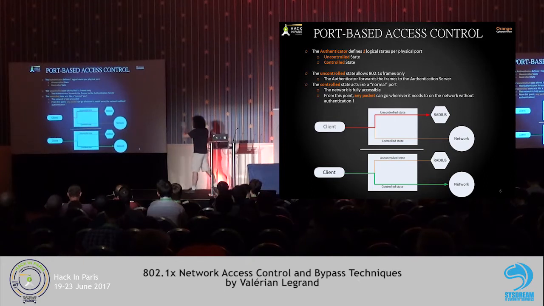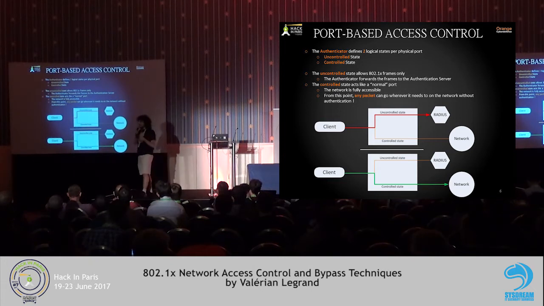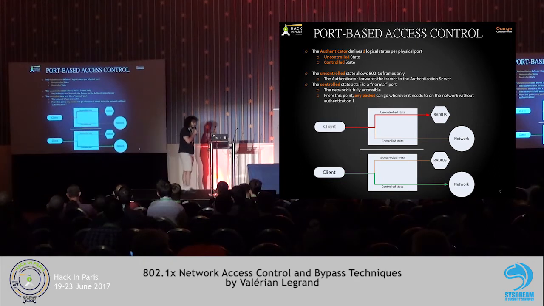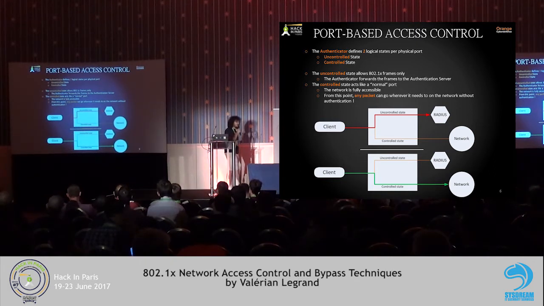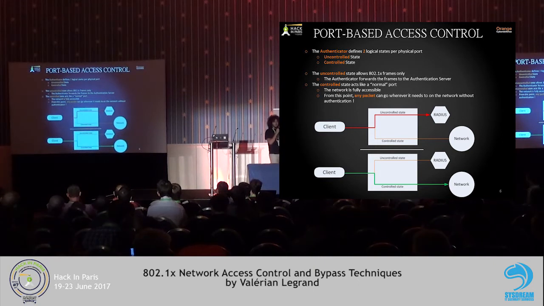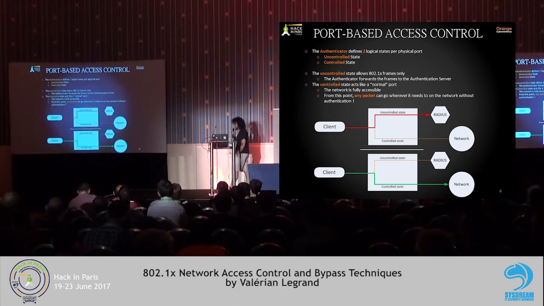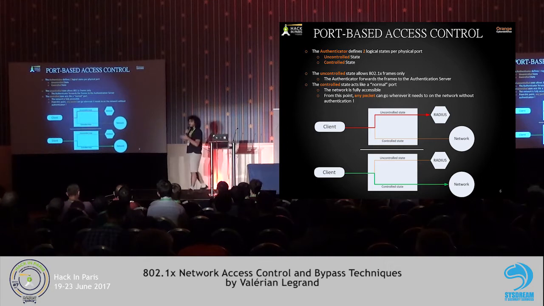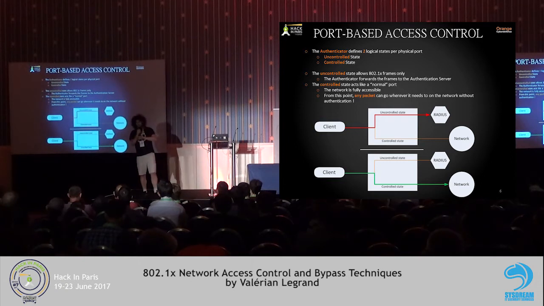Now, on the authenticator, on the switch, how does the switch reject or accept your connection? Well, the switch will define two logical states for each physical port. So when you plug your workstation on the switch port, the logical state will first be the uncontrolled state. In this state, the switch won't allow anything else but .1x frames to go through this port. You can try whatever, you won't reach anything on the network. You won't even get a DHCP IP address.